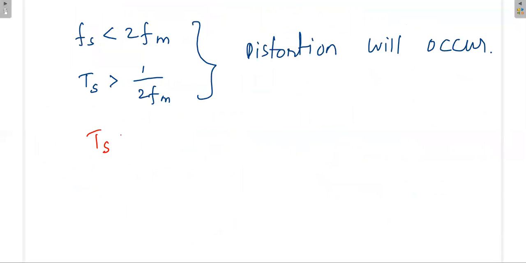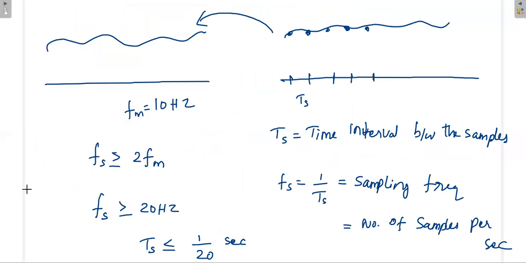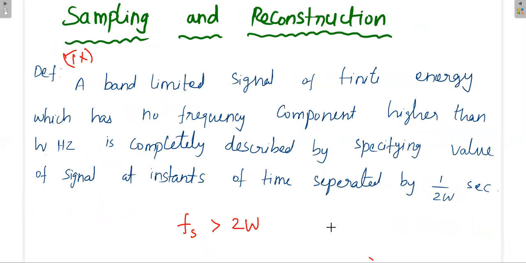So Ts, the other way of writing this is Ts should be less than 1 by 2 FM. Ts is less than 1 by 2 FM. So here in this case, Ts is less than 1 by 2W. At least the sampling time difference between the samples has to be 1 by 2W seconds.